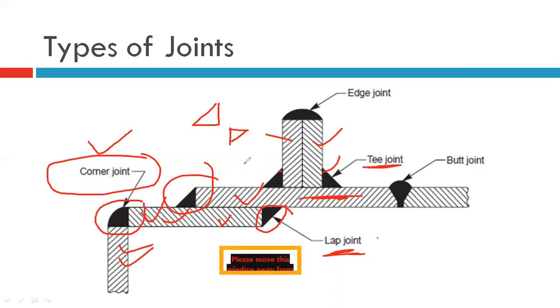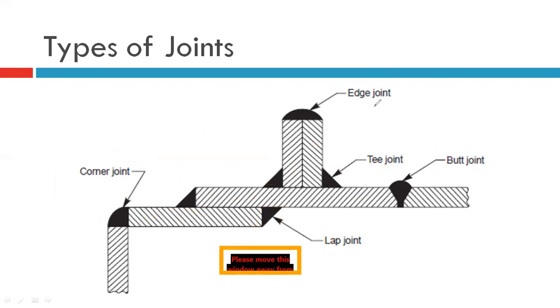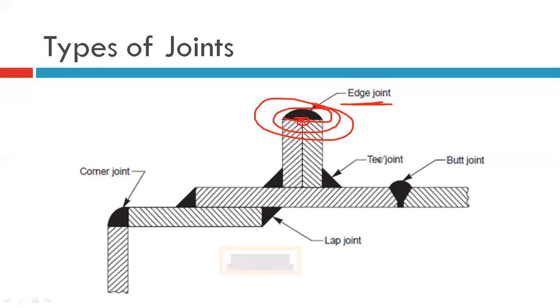On both sides we are showing it here itself, this one and this one, right? So this is the T joint. Now the edge joint, here it is. Edge means what? These two plates get joined here itself. At the edge, in the top view itself, we can show it very easily. So this is what we call the edge joint, and the last one is the butt joint.